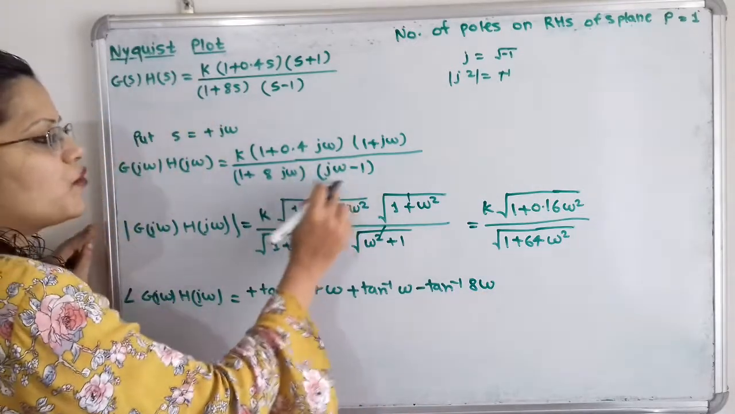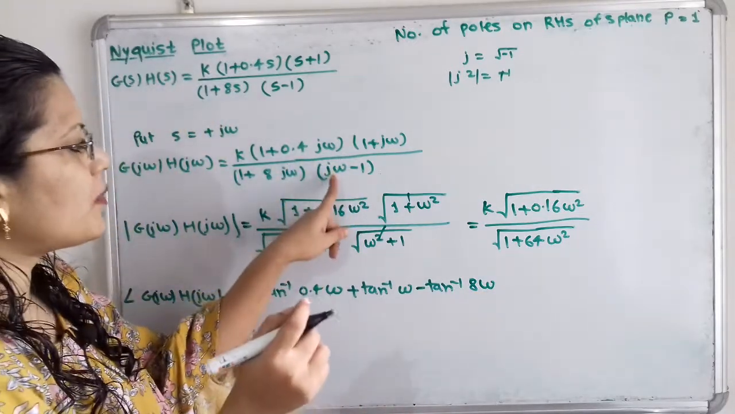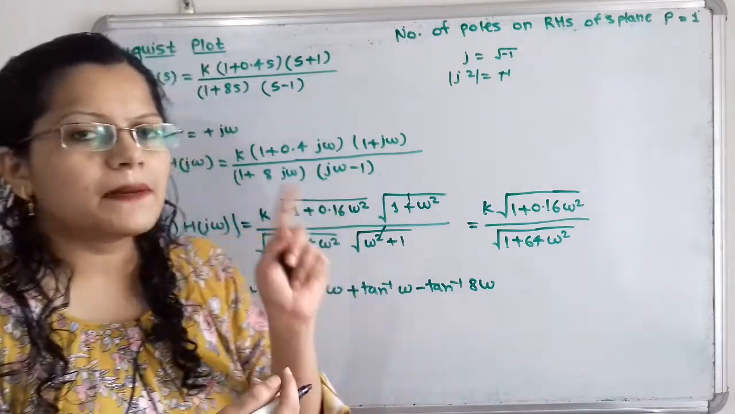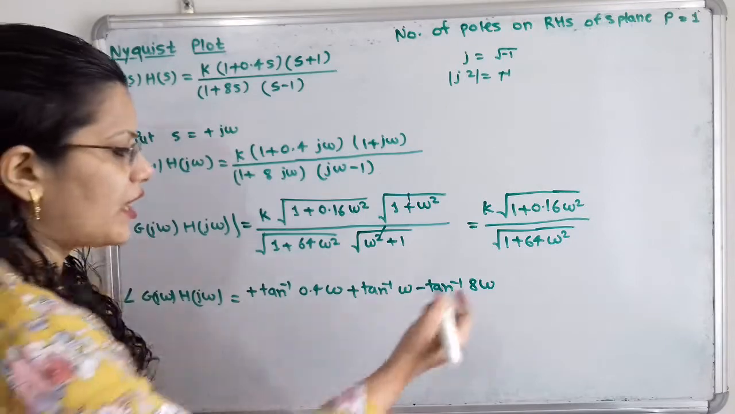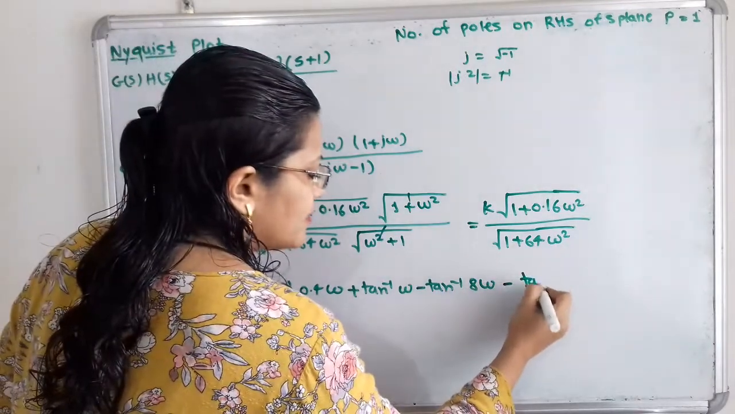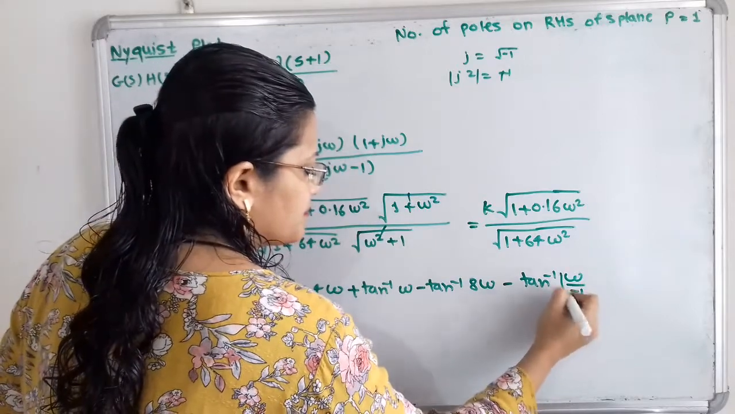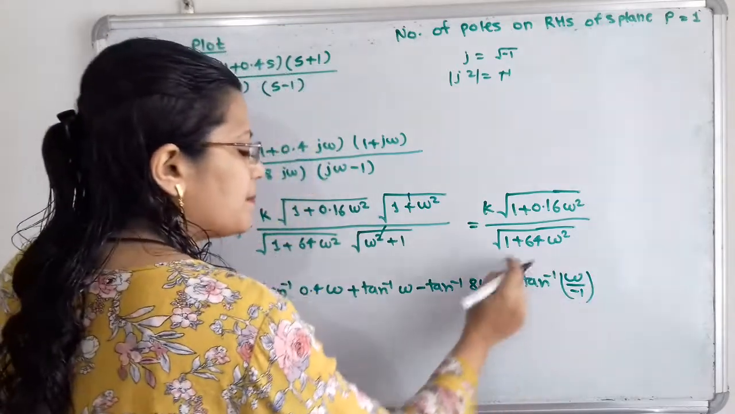Then we will move to the next. Here also it is minus tan inverse of imaginary part by real part. The real part has a minus sign, so I will use here minus tan inverse of omega by minus 1. Now we will simplify this term.